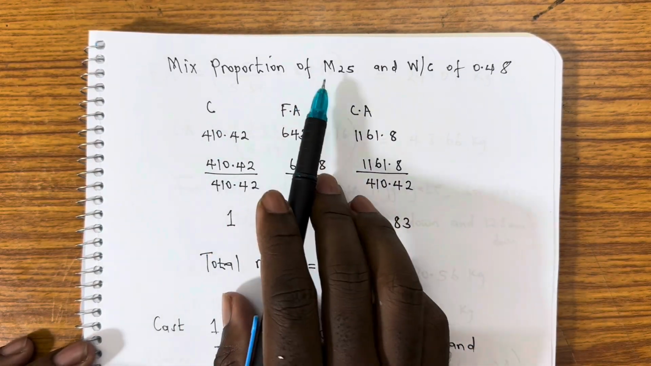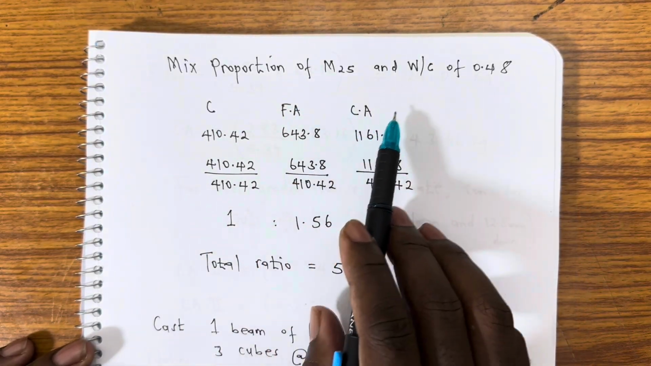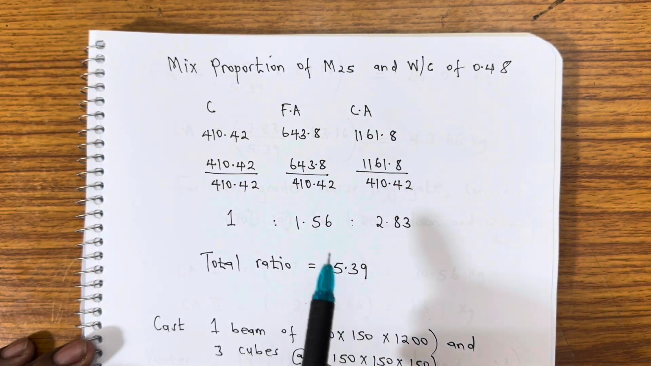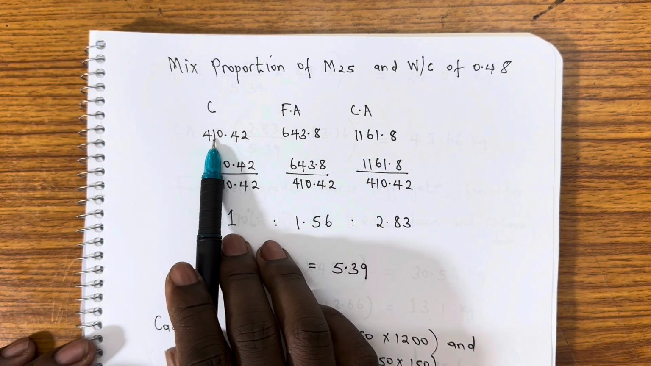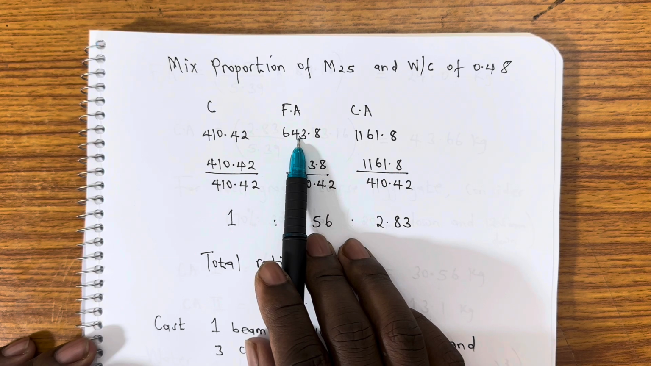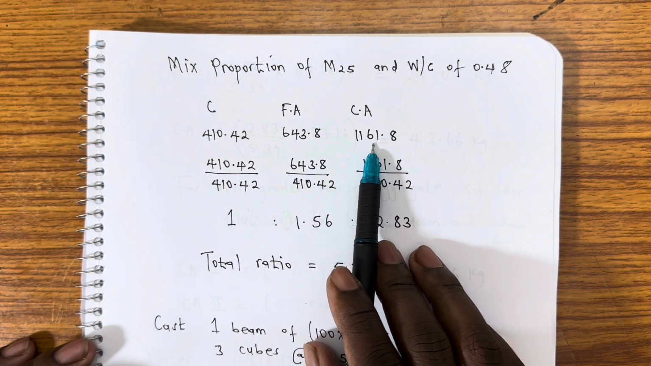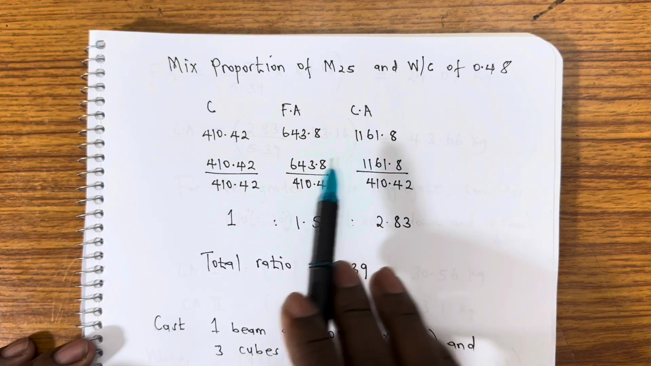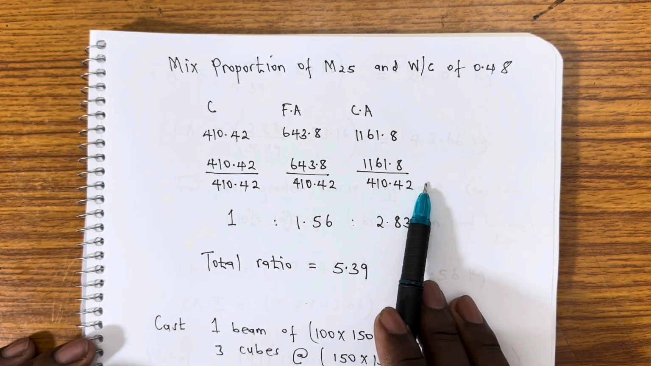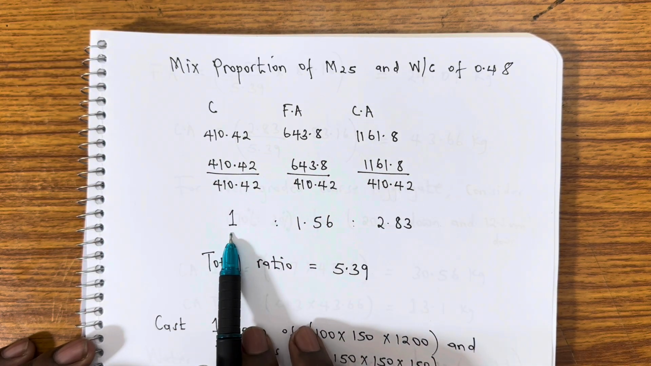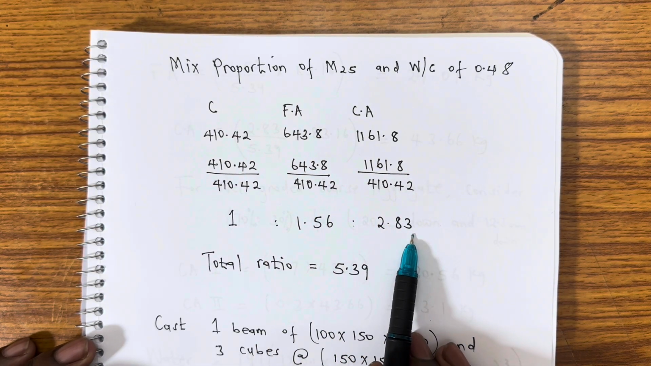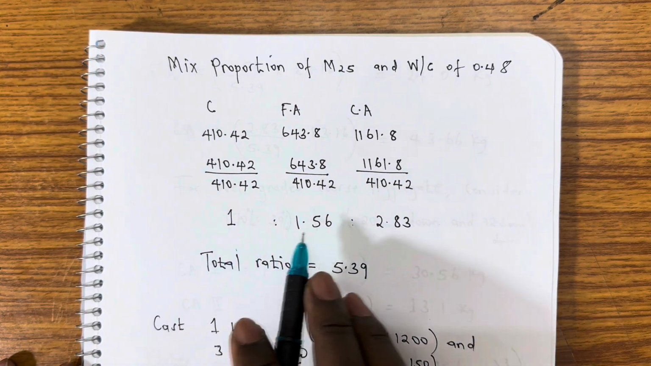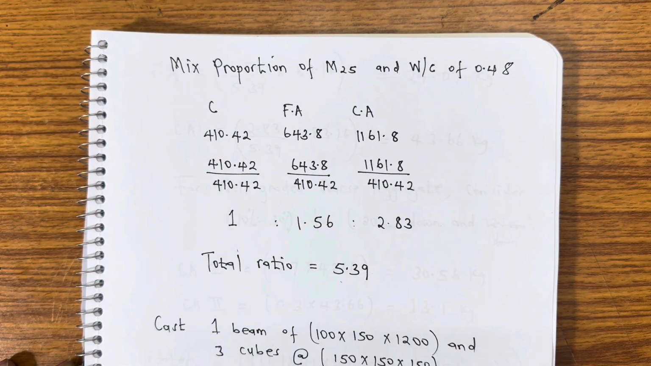So let's have the mix proportion of M25 according to water cement ratio of 0.48. Cement, fine aggregate, coarse aggregate. The mass that we obtained for cement was 410.42. The mass for fine aggregate is 643.8. Then that for coarse aggregate is 1161.8. When you divide each of them by the mass of cement, you'll obtain this ratio 1. Then you obtain this 1.56. You'll obtain this 2.83. The total ratio, this plus this plus this, gives us 5.39.